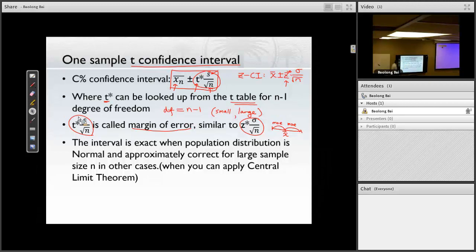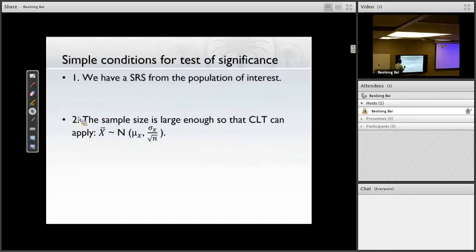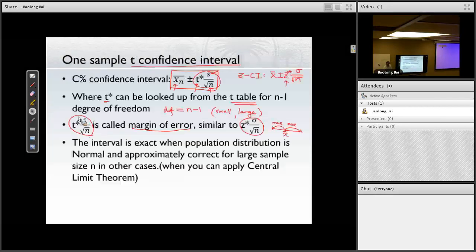All right. So then, how do we control the margin of error here? The same idea. With t star and the square root of n, the best option is to make sure to increase your sample size. Once you increase your sample size, you can get a smaller margin of error. Then you have a smaller, narrower confidence interval.